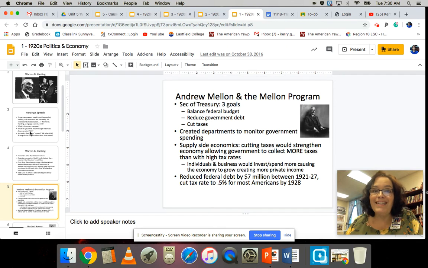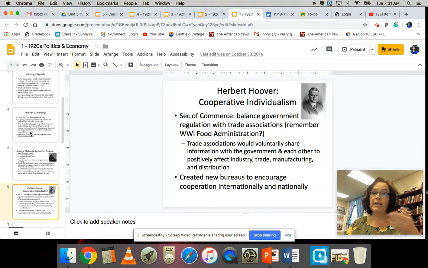One of the big ones has to do with his Secretary of Treasury, Andrew Mellon, who wants to cut the size of government, wants to cut taxes, so that people would have more money that they could spend. And if they can spend more money, that's going to stimulate economic growth. So you want to be sure that you understand this idea of what is called supply side economics.